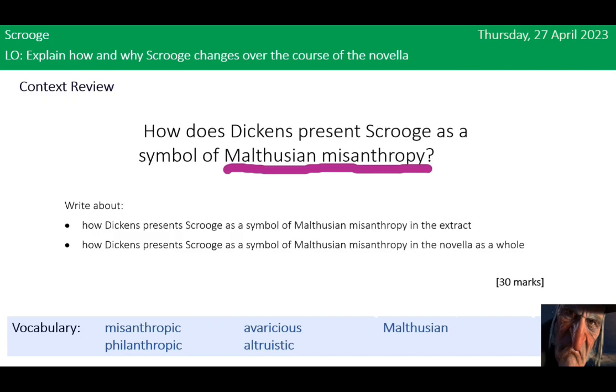This is the exam style question we're looking at today. We're going to walk and talk you through this. How does Dickens present Scrooge as a symbol of Malthusian misanthropy? We need to break down this phrase here, Malthusian misanthropy. So basically, it is no secret that Scrooge represents a real-life man called Thomas Malthus, who had some callous political views. We need 4 quotes that show Scrooge is like Malthus and is also misanthropic.